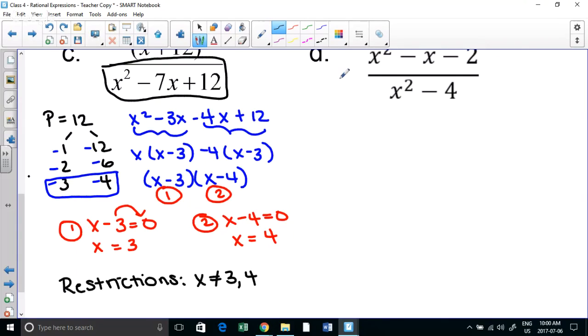So we'll do the last one. I go through my toolkit. One, can I take out a GCF? No. I cannot group, there's only two. I can't product sum, there are only two. It's not a perfect square. Is it a difference of squares? Yes, it is.